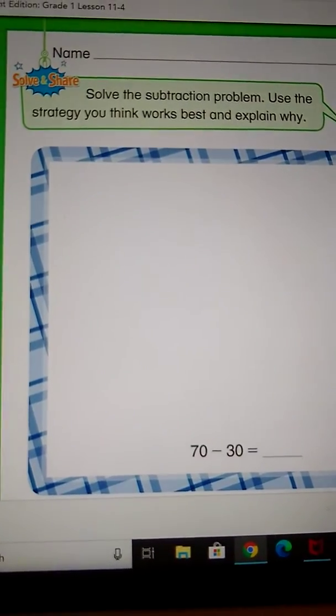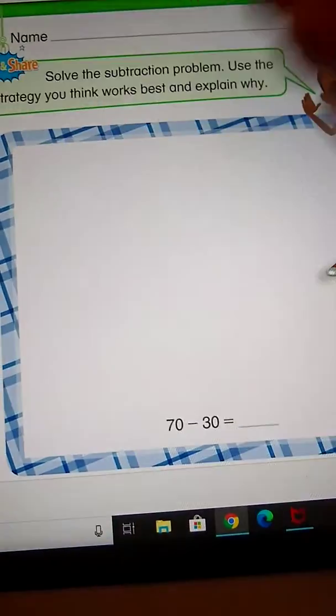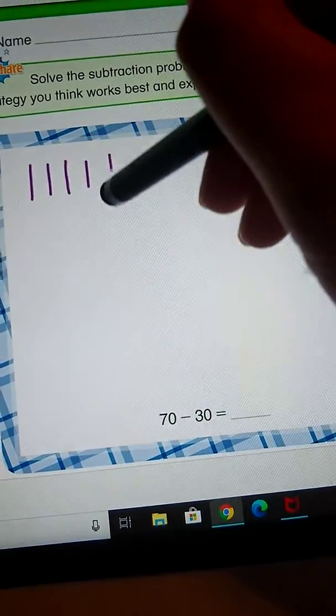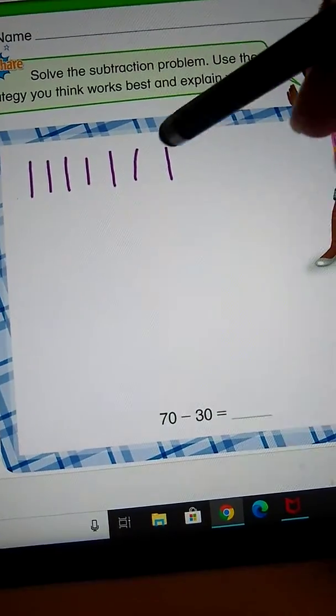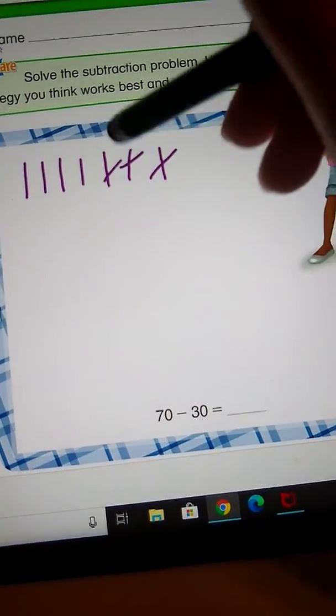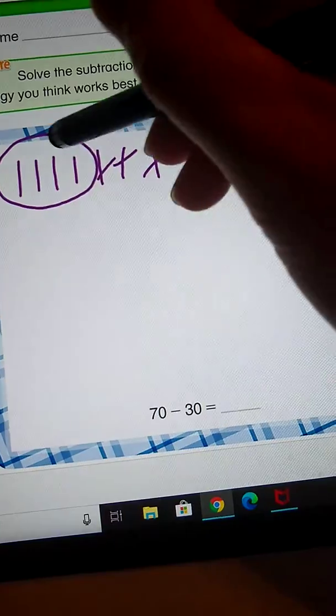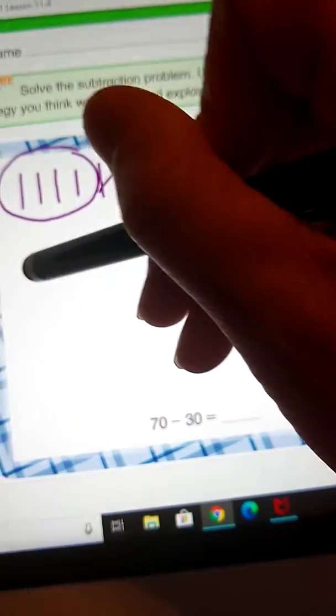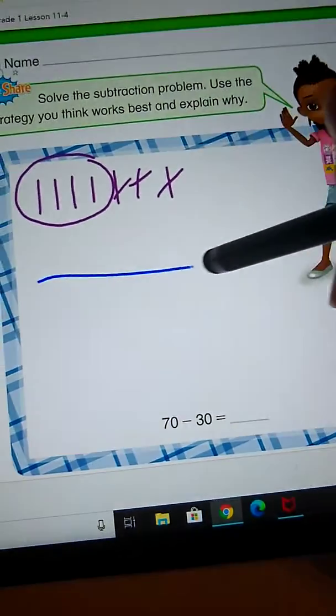So let's think of some. One way we can do is just drawing it out. So we got 70: 10, 20, 30, 40, 50, 60, 70. We take away 30: 10, 20, 30. We get the answer of 40. So that's one way. Another way is using the number line, right?